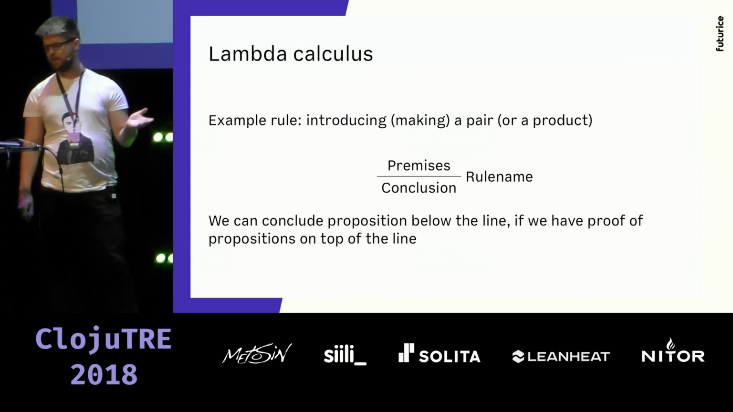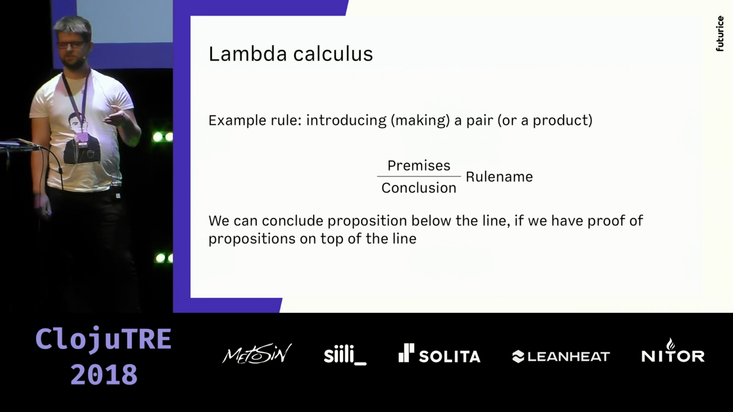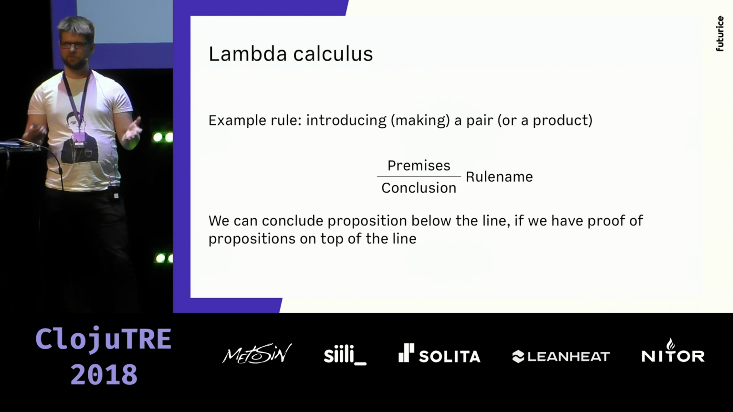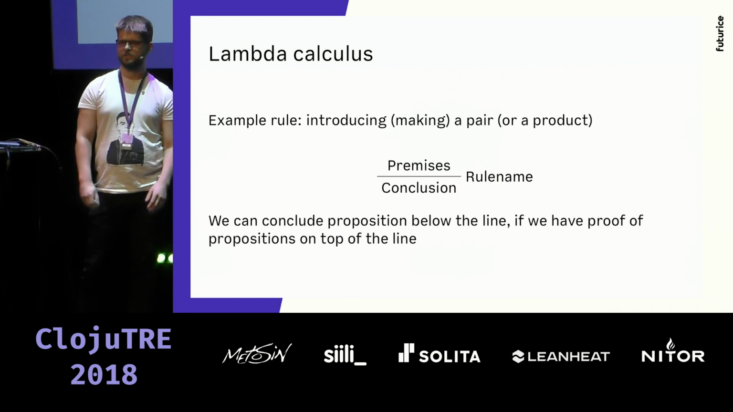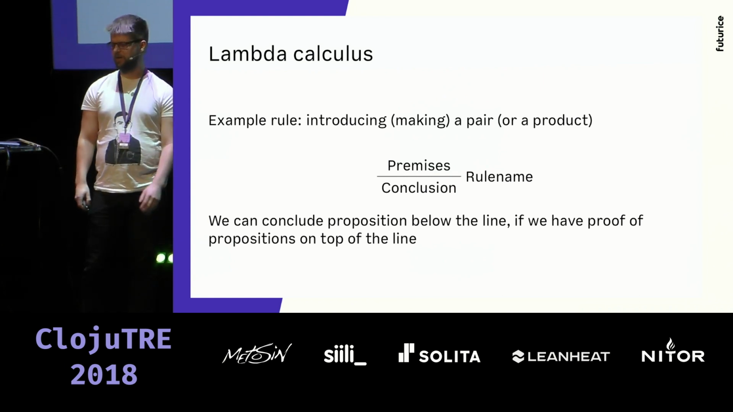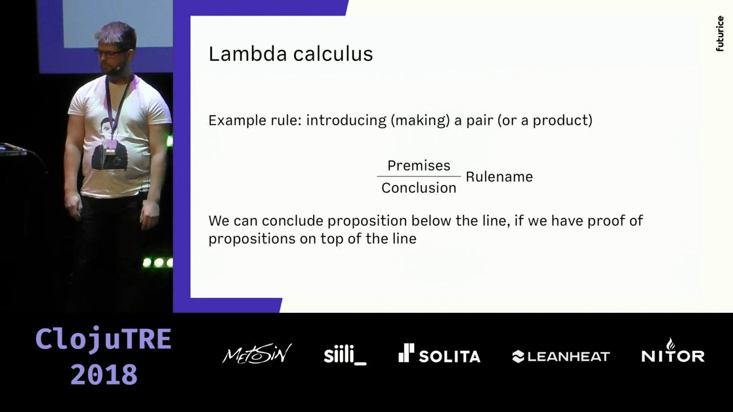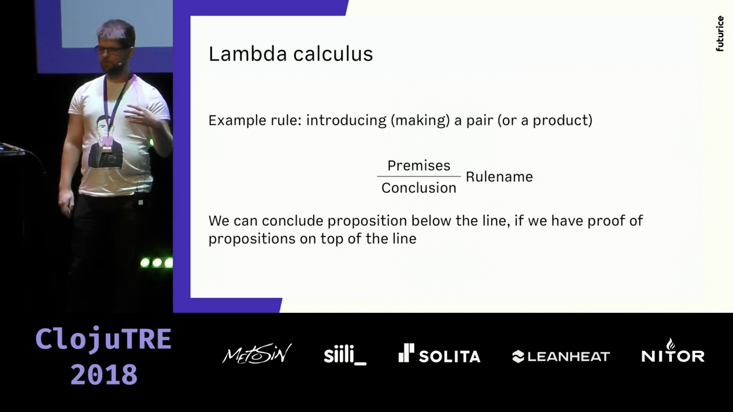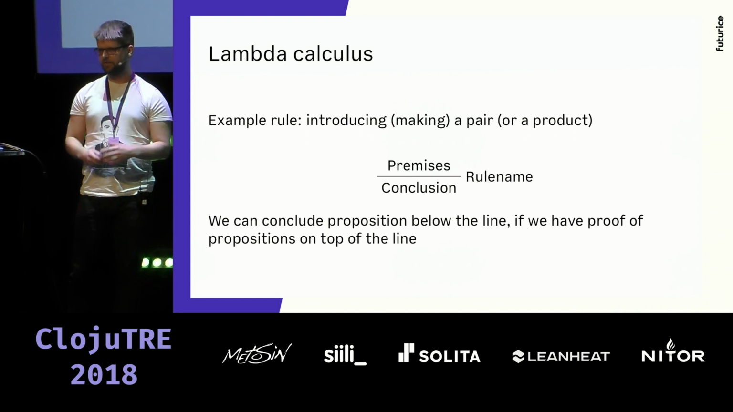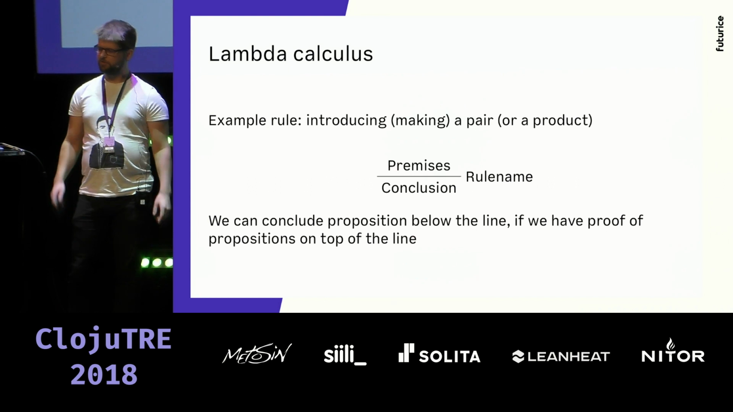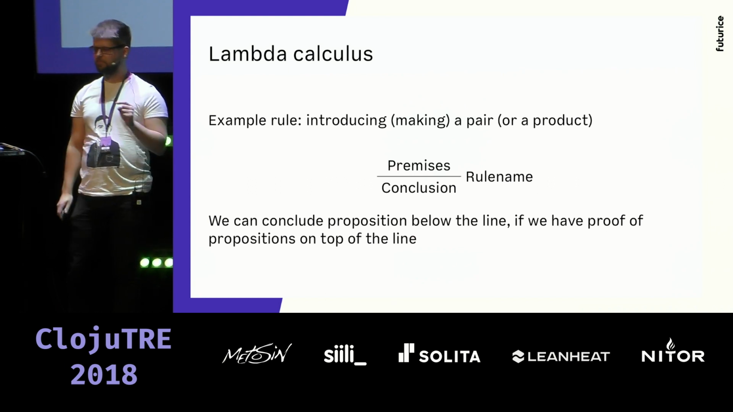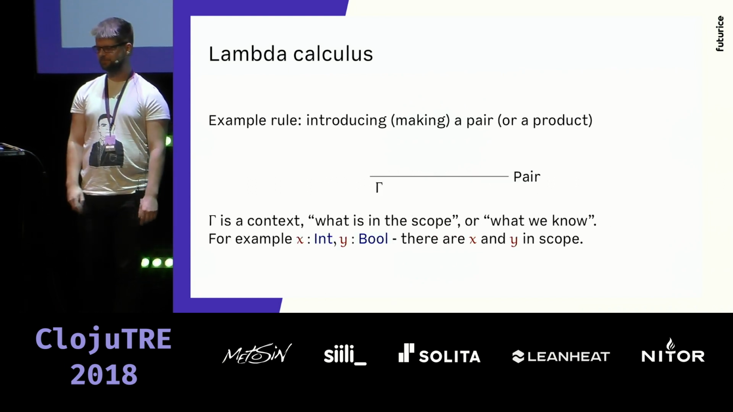So those rules have two parts. Below the line is the thing we are talking about. In this case, it was pair. And above the line are the premises, what we need to construct a pair. And if we look back, there were two parts we need. And when we do bigger programs, we stack those rules, and so the conclusion of the previous one is a premise of the next one, that way.